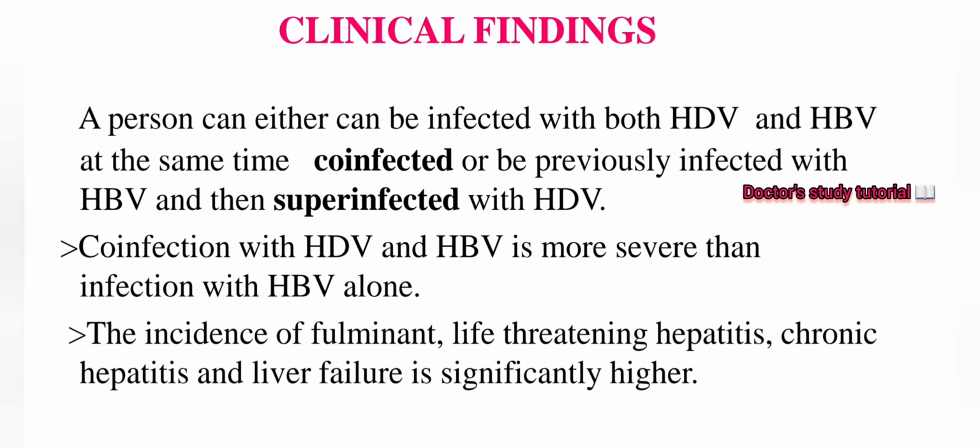Clinical findings. A person can be infected with both hepatitis D and hepatitis B virus at the same time, co-infected, or be previously infected with hepatitis B and then super-infected with hepatitis D. Co-infection with hepatitis D and B is more severe than infection with hepatitis B alone. The incidence of fulminant, life-threatening hepatitis, chronic hepatitis and liver failure is significantly higher. So we can say that co-infection is most dangerous.